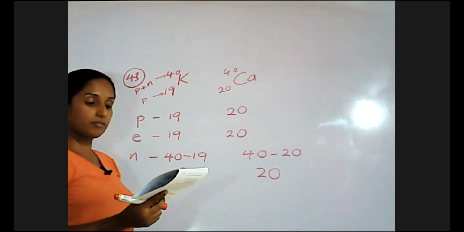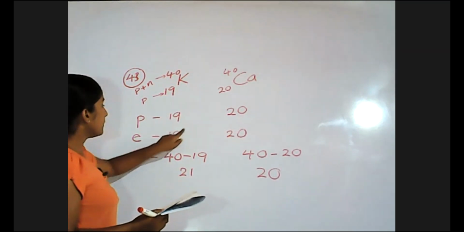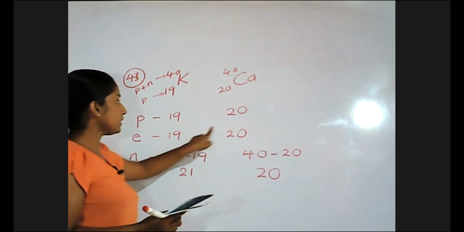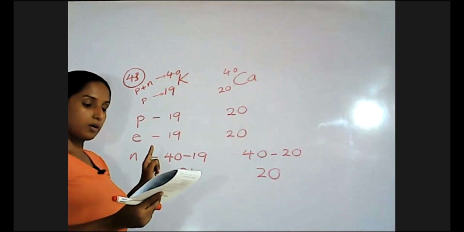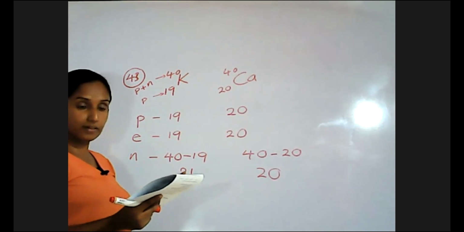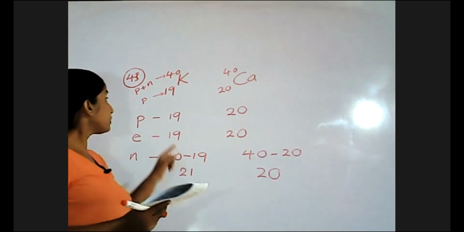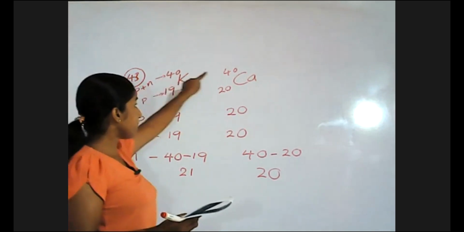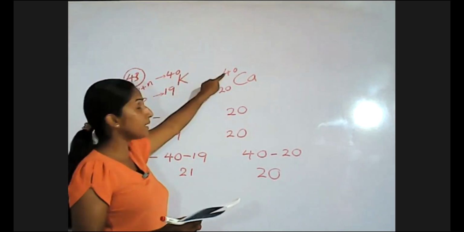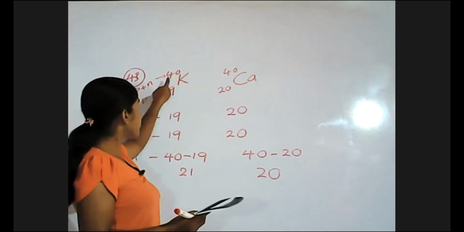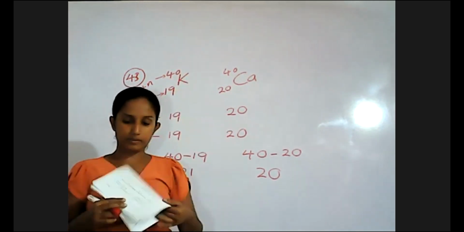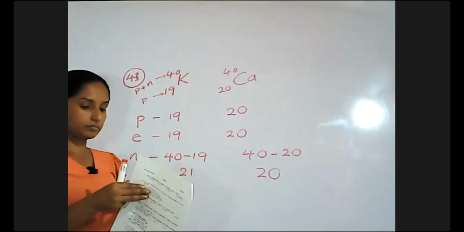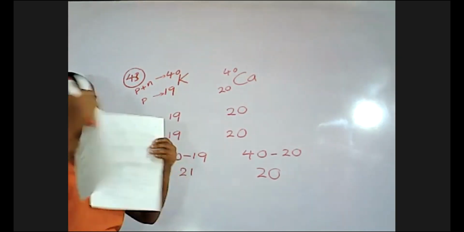Sum of the number of electrons and protons? No, 19 plus 19, 20 plus 20. That is wrong. Sum of the number of protons and neutrons. What is that? Protons and neutrons, that means the mass number. Yes, the mass number is equal, right? So, what is the answer? Fourth one. Right? Then 44.